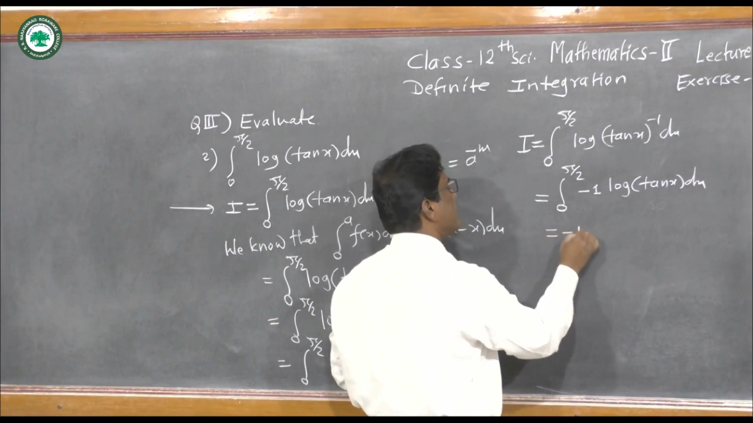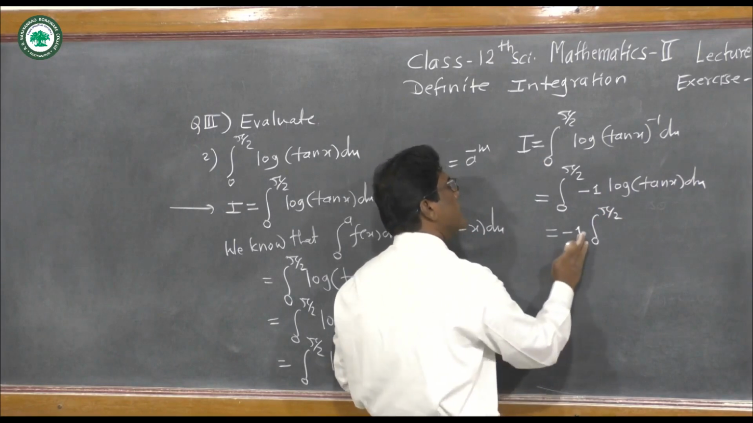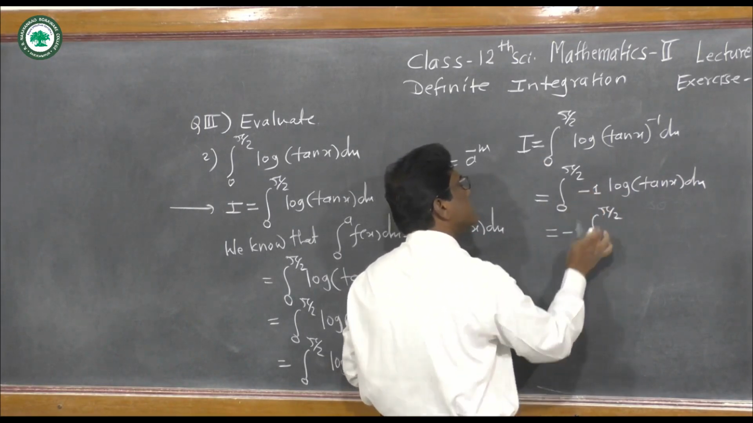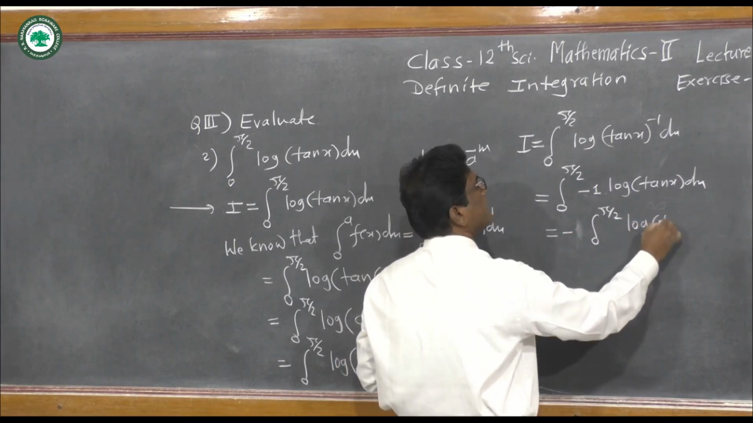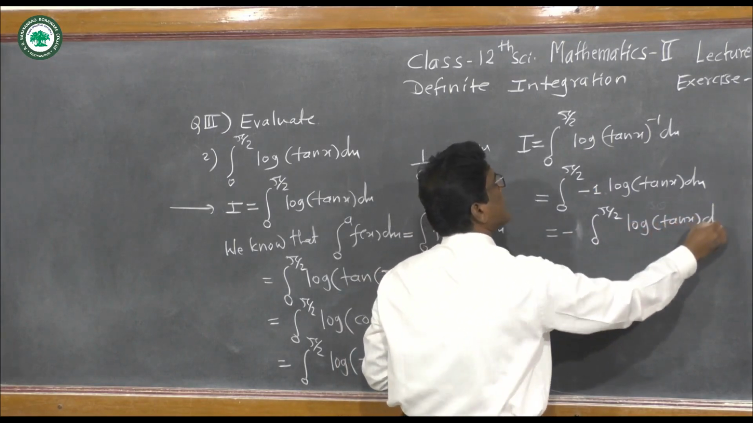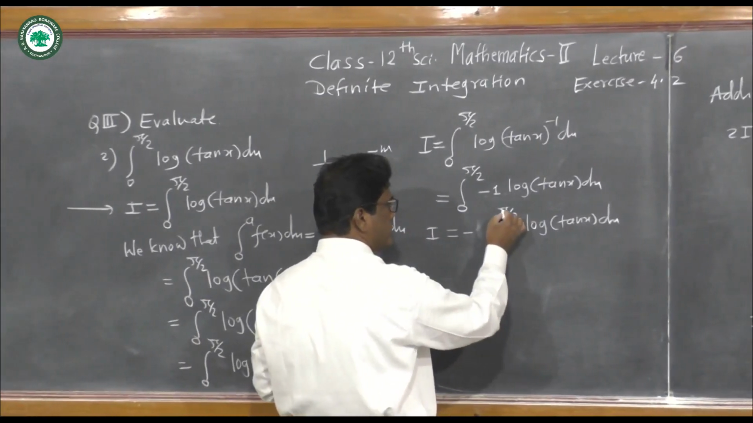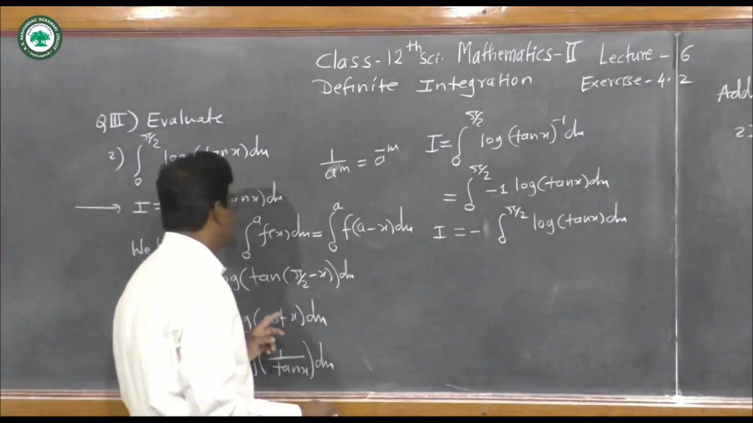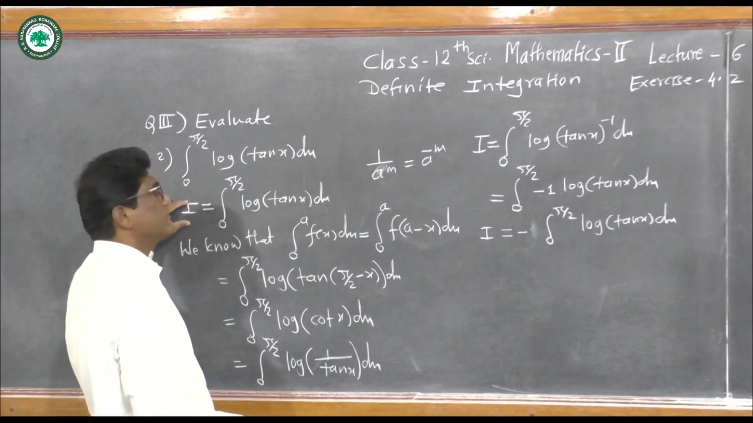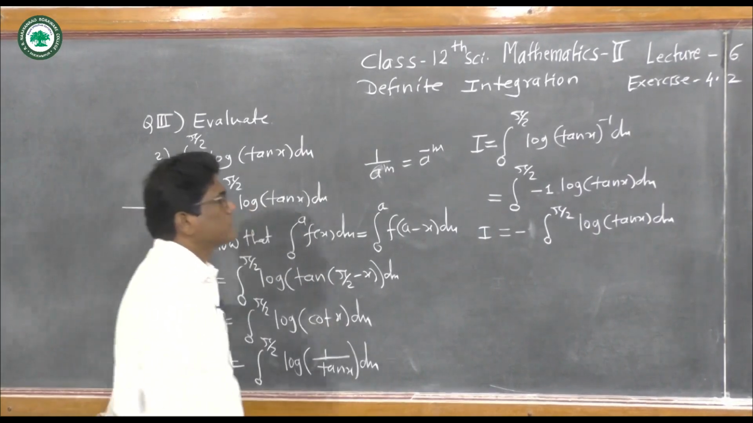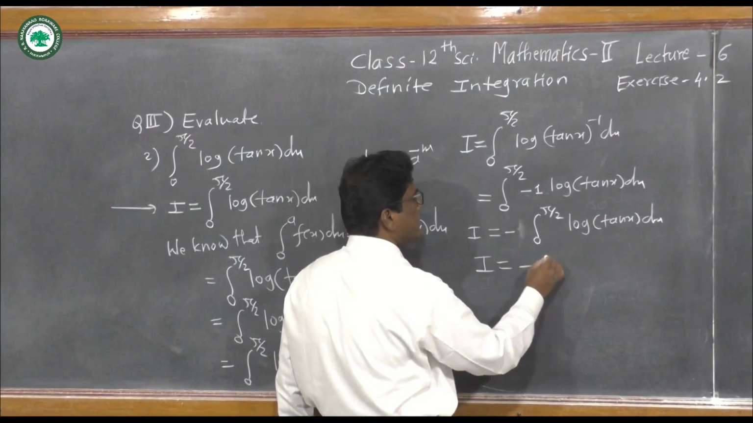So this is equal to minus 1 integration 0 to pi by 2, or we only write minus sign now. So minus 1, that is minus integration 0 to pi by 2 log of tan x dx. Now see right hand side, integration 0 to pi by 2 log of tan x dx, it is nothing but I, our given problem. So we write this as I.